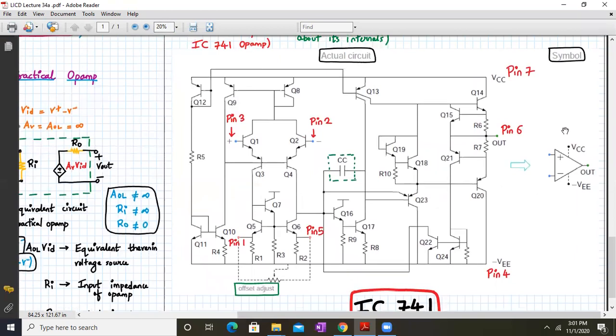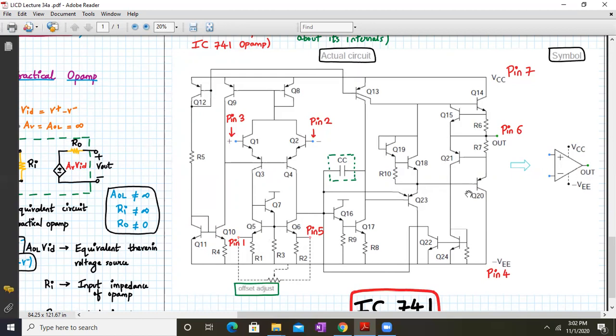Yeah. So this symbolic form of op-amp which we have drawn, inside it's an integrated circuit. And whatever you see in front of you is what really makes an op-amp. Internally, it has a lot of transistors, a lot of resistors, and a single capacitor. Okay. So these are the various pins. This is pin number 1 and pin number 5, where we have offset adjust. Pin number 3 and 2 are my two input terminals, pin number 7 and pin number 4 are VCC and VEE, and pin number 6 is the output.